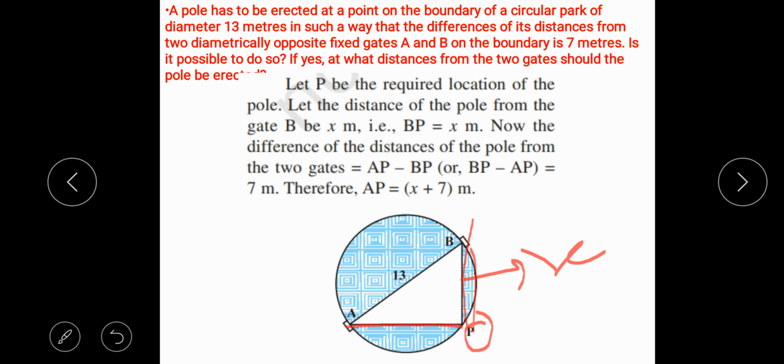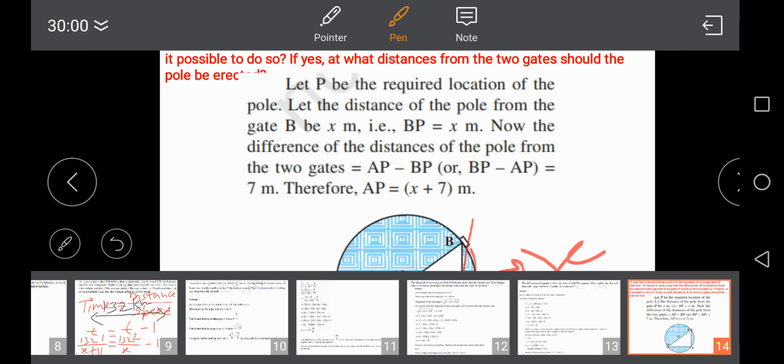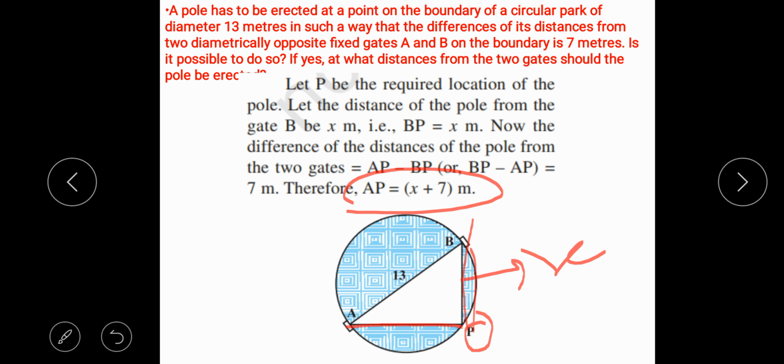Now the difference of the distance of the pole from the two gates is given as 7, meaning AP minus BP is equal to 7. Therefore, we can easily calculate AP is equal to x plus 7. So AP is x plus 7, and this is your x. Now here, this is 90 degrees. Why is this 90 degrees?